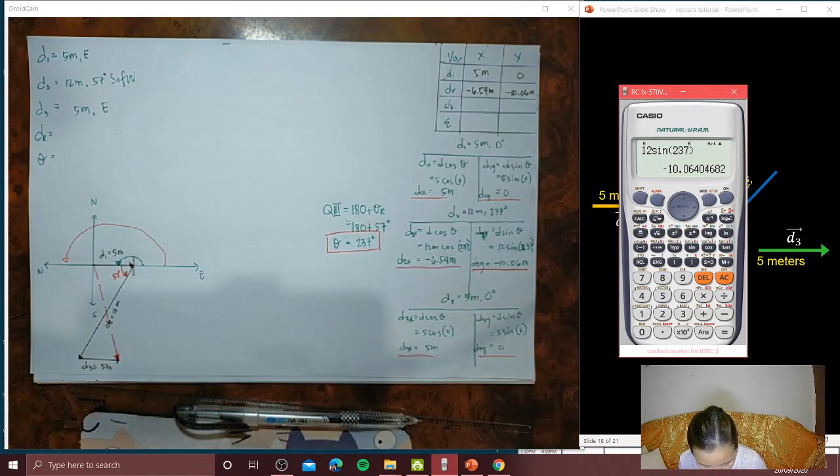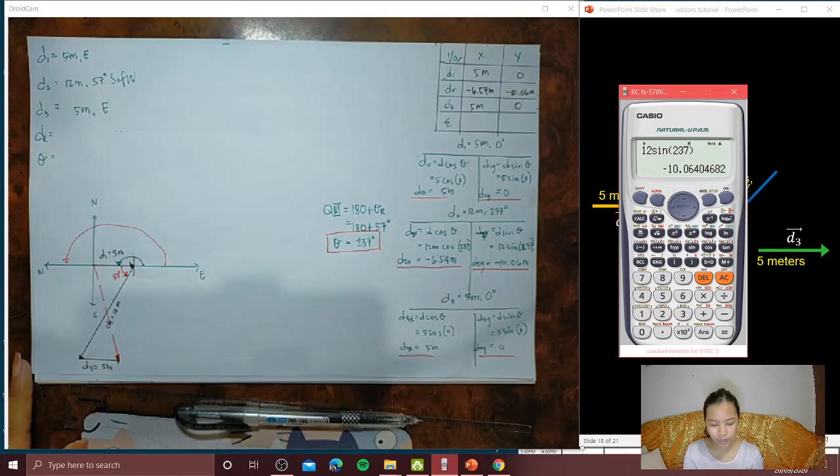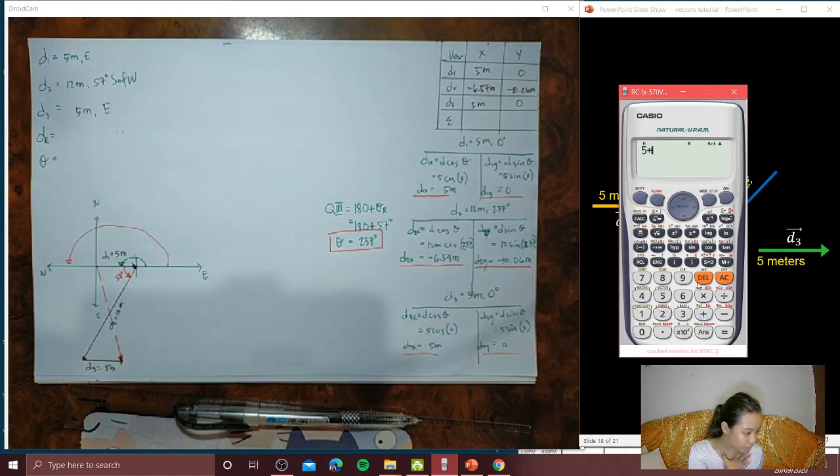And then, let us have here our values on the table. So, 5 meters na siya, and then 0 na siya. Okay, now it's time for us to add our values. So, but solve ta una si d sub x naton. So, we have there 5 meters plus negative 6.54 plus 5. Okay, so there we have 3.46. We have positive 3.46.